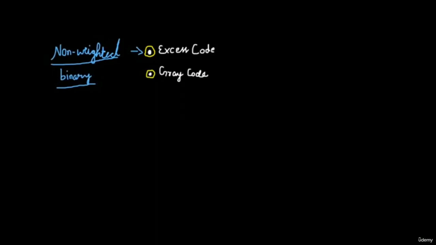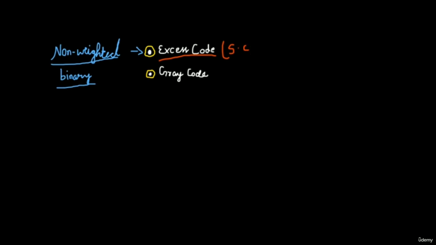Hello everyone, now we are going to learn about non-weighted binary. Well, I know that you are pondering what the excess code is doing here, because we have studied that excess-3 code is actually a weighted binary form. It's a sequential code too, as we have just studied. So what is it doing here?